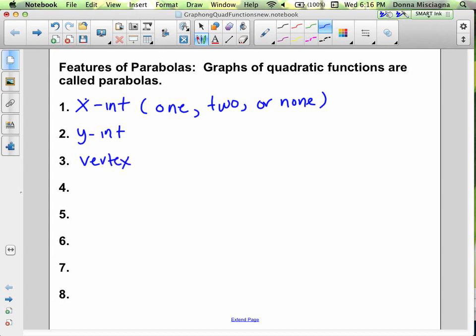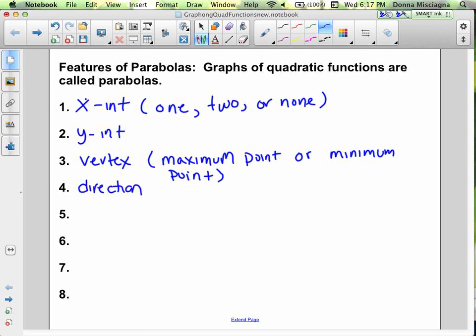Parabolas also have a vertex. Sometimes this value is a maximum. Sometimes this value is a minimum. So a vertex can be a maximum point or a minimum point. Parabolas have direction. Sometimes they open up, sometimes they open down.